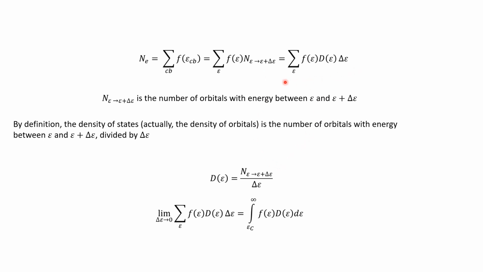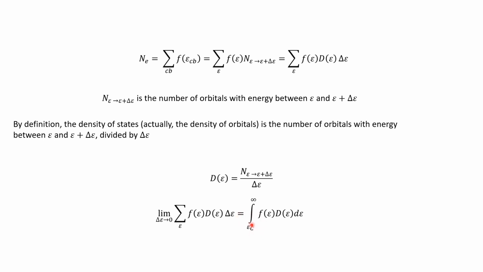And since this is already in the form of a Riemann sum, when you take the limit of this step going to 0, we already get an integral. And notice that I'm using here explicitly the domains of the integral. Remember that we have to integrate over all possible energies. And since we want the number of free electrons, we need to integrate over all energies of the conduction band.